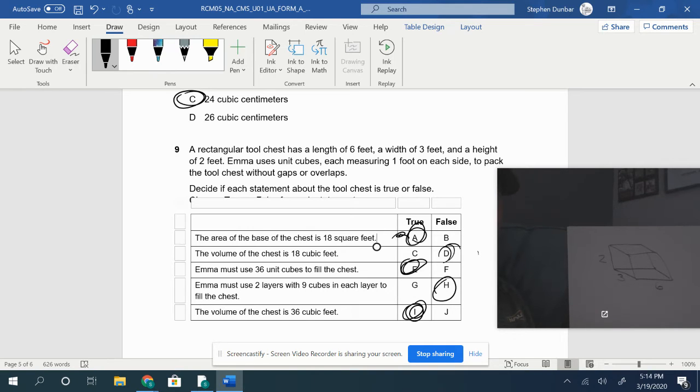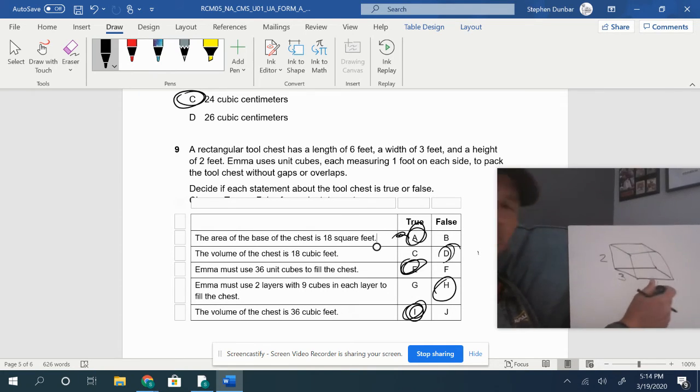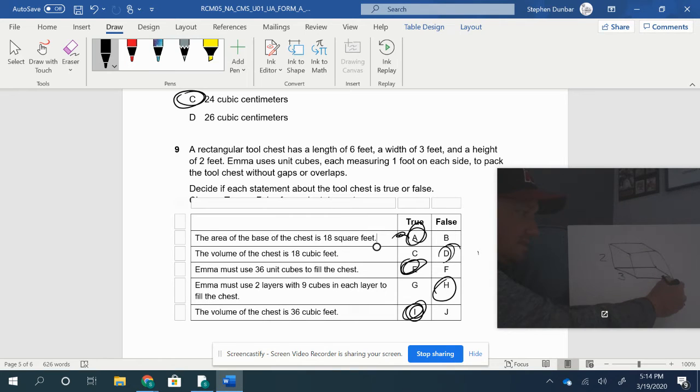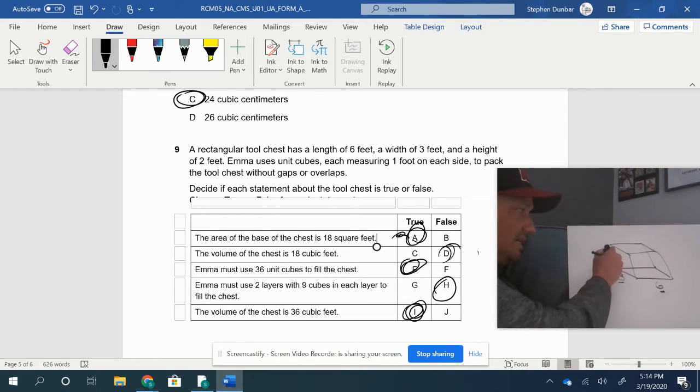Emma must use 36 unit cubes to fill the chest. So we have 6 times 3 is 18 times 2 is going to be 36. Remember going back, she said that she had cubes that were 1 foot on each side. There's going to be a 1 cubic foot. So yes, it was 36 of those.